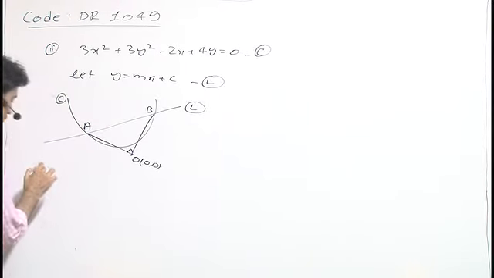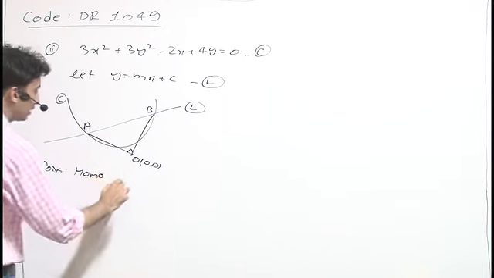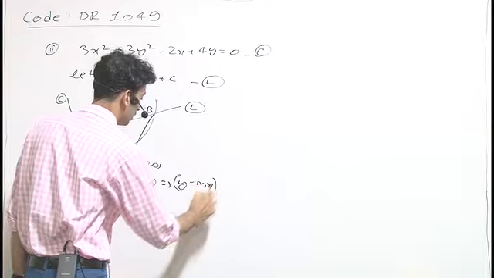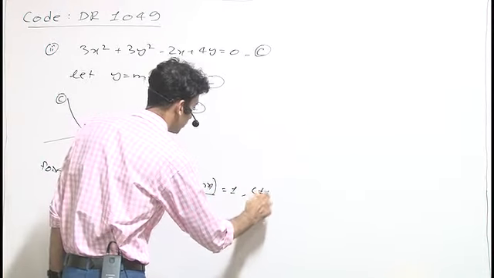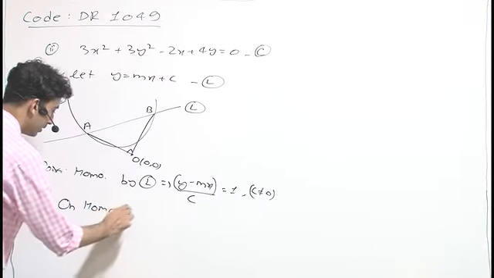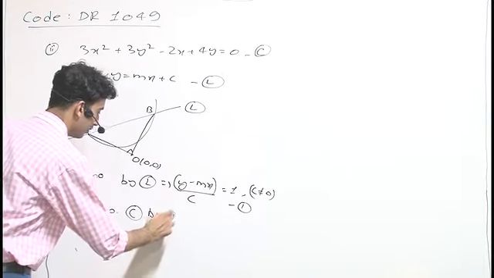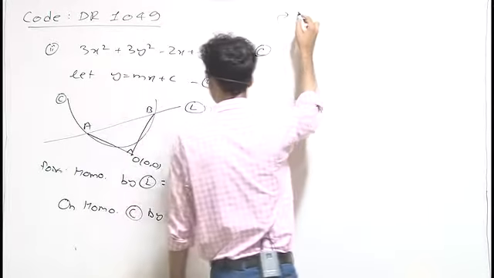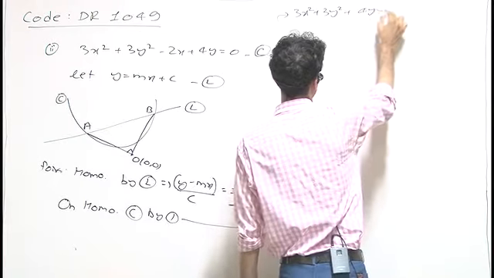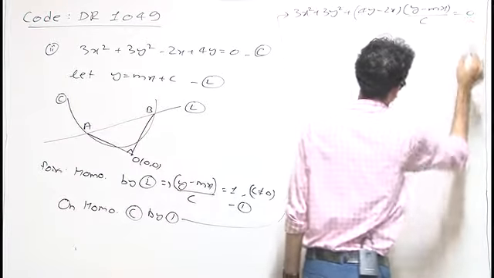Now we use the concept of homogenization. For homogenization by L, we can have (y minus mx) divided by c equals 1. Here c is not equal to 0. And on homogenizing curve C by equation number 1, we get 3x squared plus 3y squared plus (4y minus 2x)(y minus mx) divided by c equals 0.